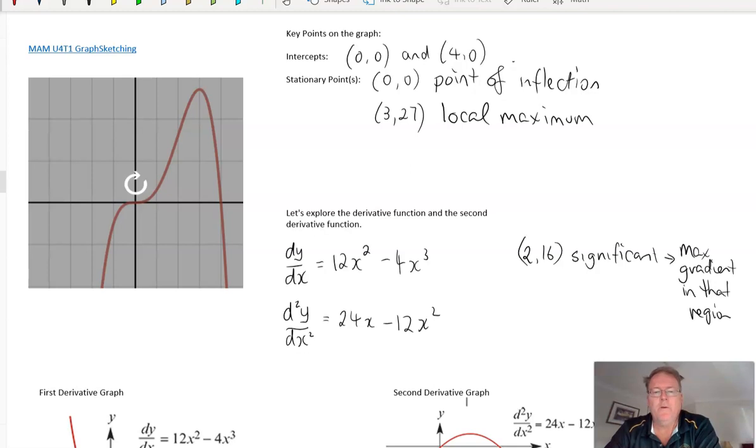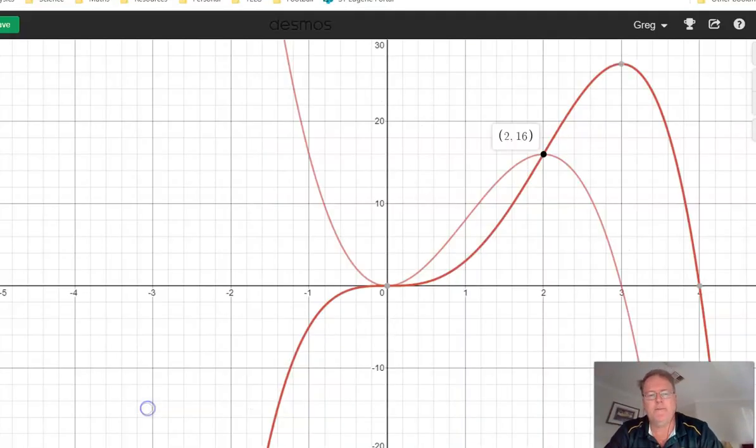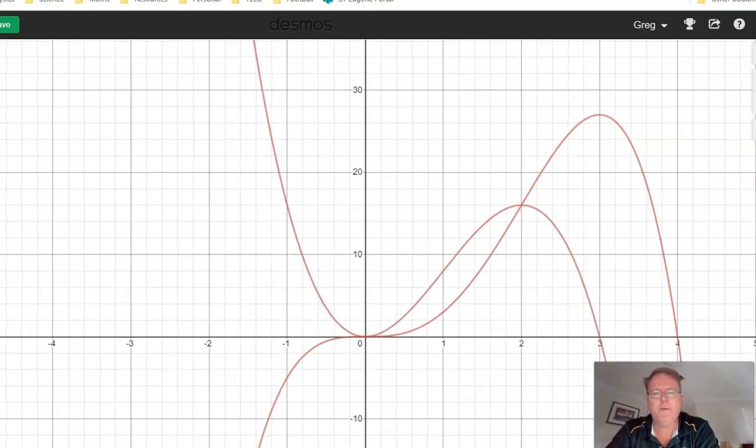Rightio. So let's look at the second derivative and see if we can see anything interesting about that. So there's my first derivative. I'm going to leave it on the screen, but this time I'm going to put in our second derivative. Now, if we think about it, the second derivative is the rate of change of the gradient. So it's describing how the gradient is changing.